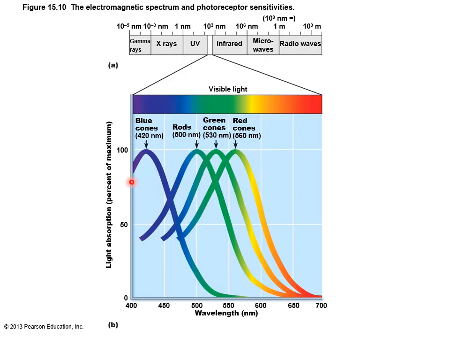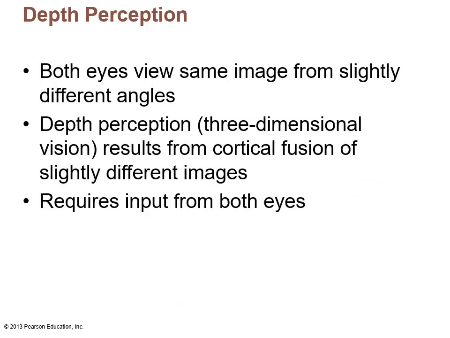So this is showing you the colors of the electromagnetic spectrum broken down and photoreceptor sensitivity. There's your actual electromagnetic spectrum going from radio waves all the way to gamma rays, and showing you where the visible light spectrum is. So activating certain cones will give you the range of colors that you see. And depth perception is when both eyes view the same image from slightly different angles.